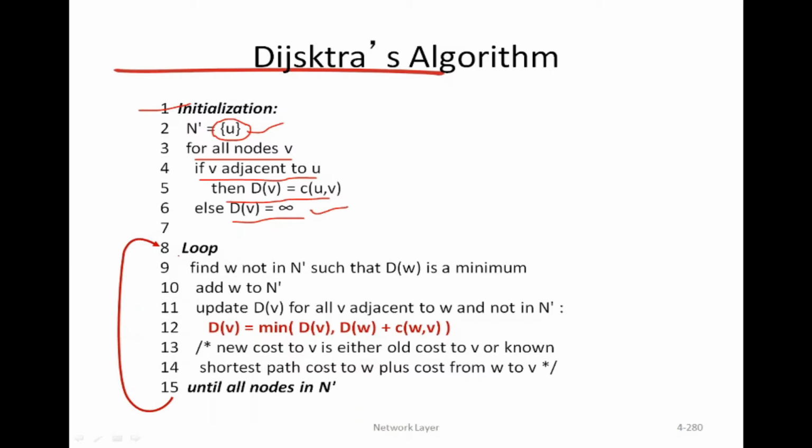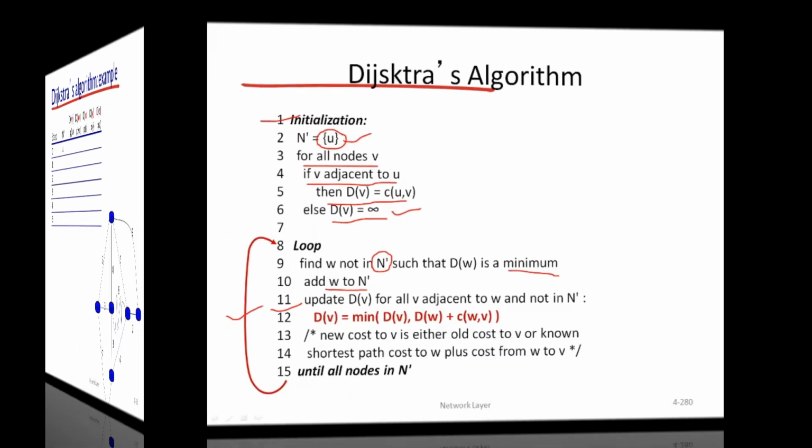Then, in the loop, find w not in n dash such that d of w is minimum. We consider which is the minimum cost so that we can add it into the set n dash. Then add w to n dash, and update the information: the shortest path cost to w plus the cost of w to v, until all nodes are in n dash.